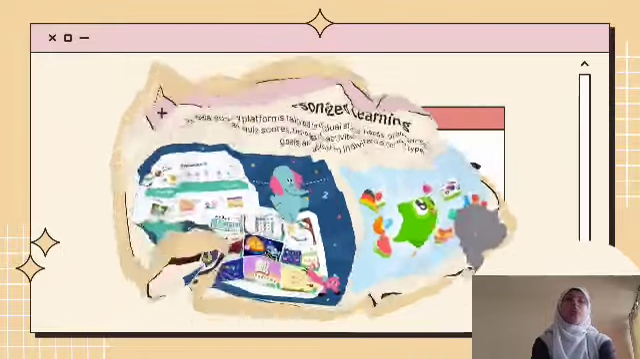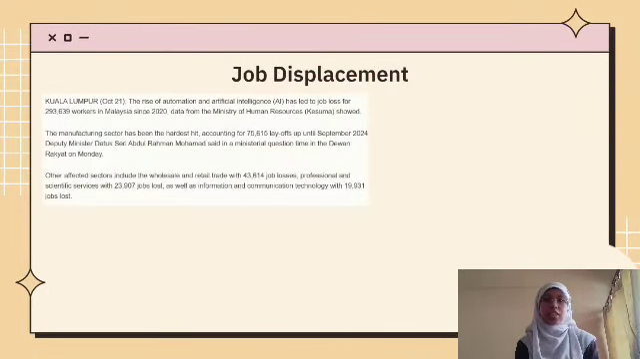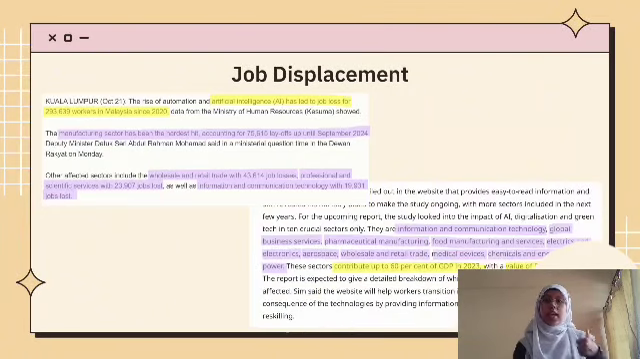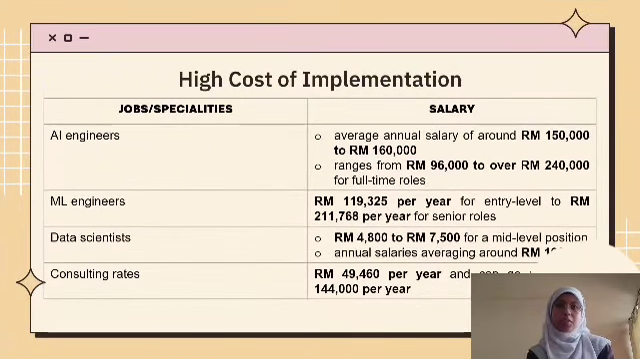Next, let's move on to the disadvantages of machine learning. Firstly, implementation of machine learning actually causes job displacement. Based on the data and statistics recorded by the Ministry of Human Resources, nearly 19,000 to 75,000 job losses were recorded up till September 2024. This includes various fields such as ICT, aerospace, food manufacturing, accountancy, and many more as highlighted in the slide. Lastly, jobs in the machine learning field require a high cost of implementation.